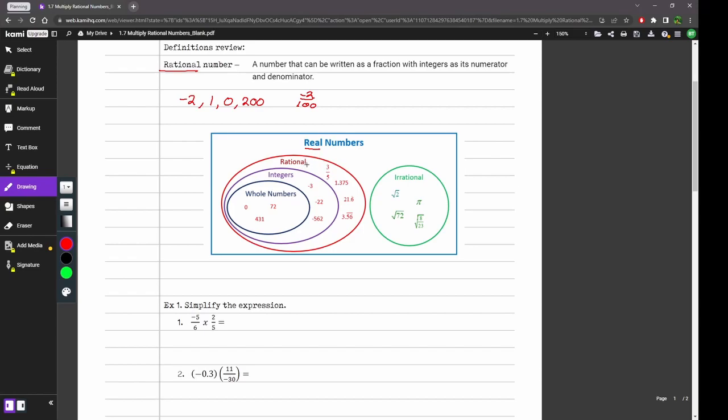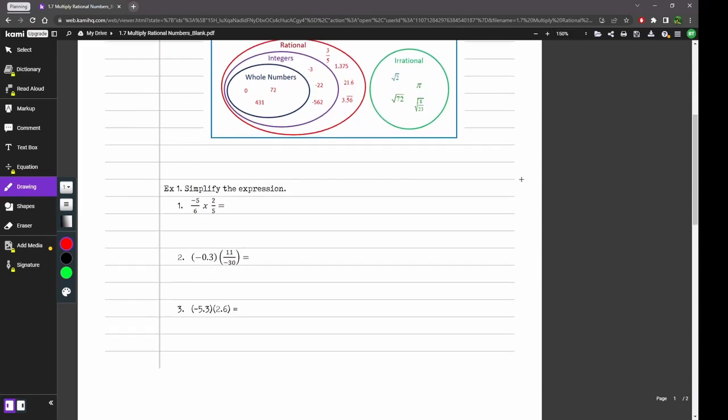Inside those rationals are integers. All integers are rational. Integers just add the negatives, because we have whole numbers down here, which is 0 to positive infinity. Whole numbers, sometimes called the counting numbers or the natural numbers, are all the positive numbers. Integers add those negatives, and then rationals again are these guys here. I just wanted to touch on that to show how numbers are actually organized.